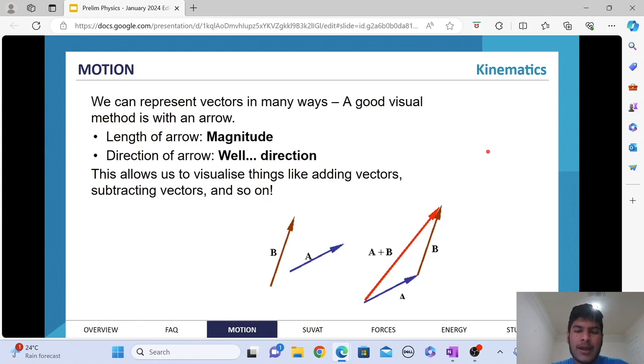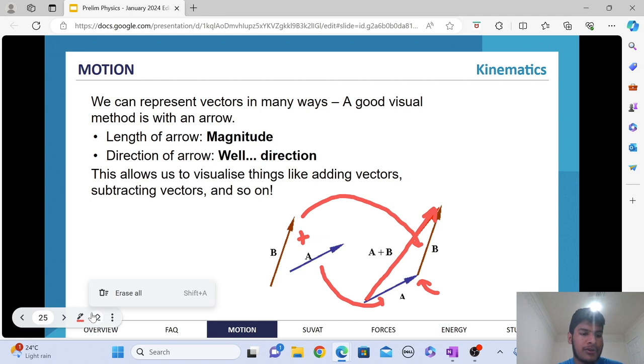It's got a magnitude and a direction, and this allows us to visualize things like adding vectors, subtracting vectors, and so on. So when you have two vectors, vector A here and vector B here, and you want to add those two together, you're going to put the first vector down, and then you're going to take the second vector and put it tip to tail. That's the key words here, tip to tail. So you put the tip of A to the tail of B, and then you close off the triangle by putting in this vector here.